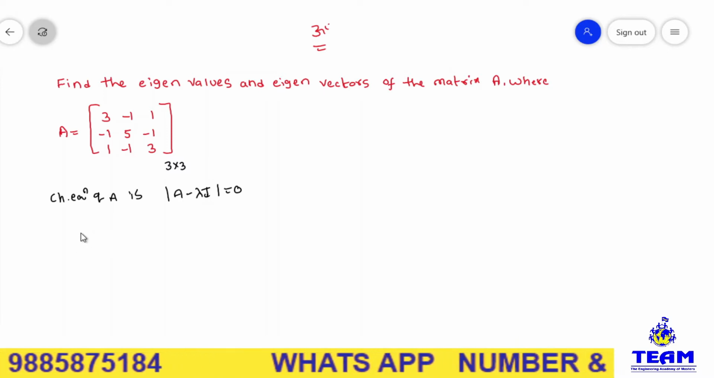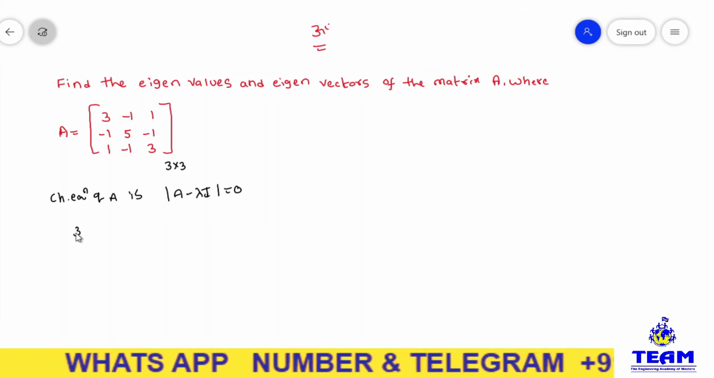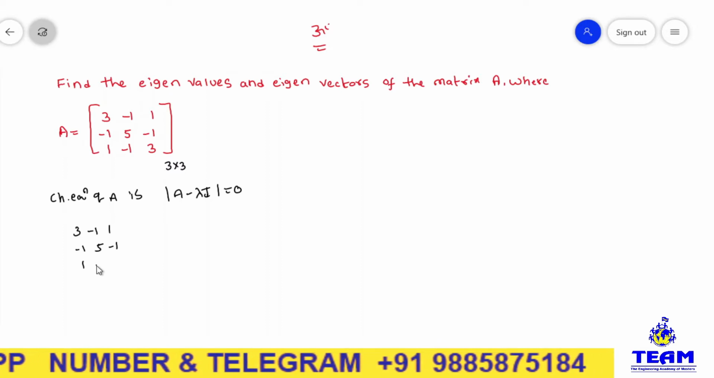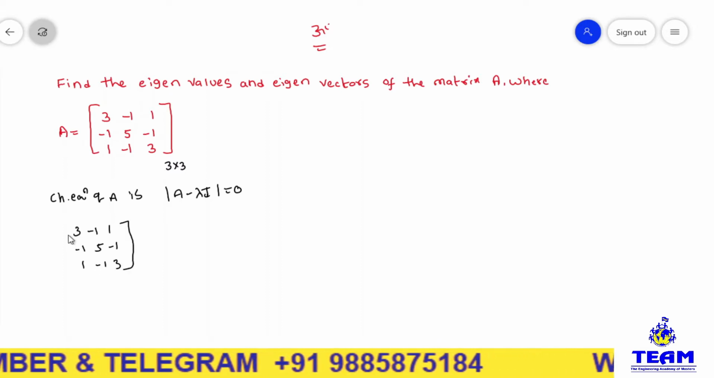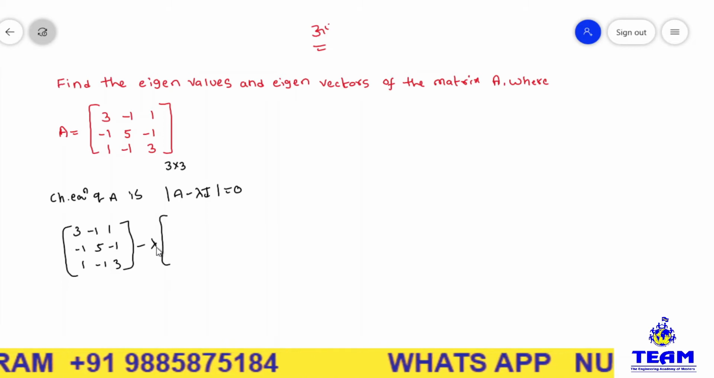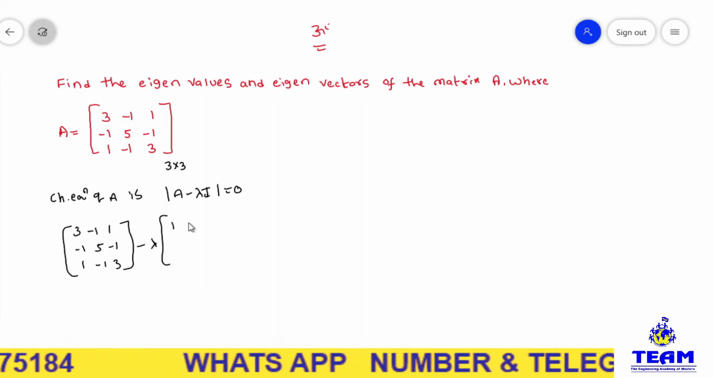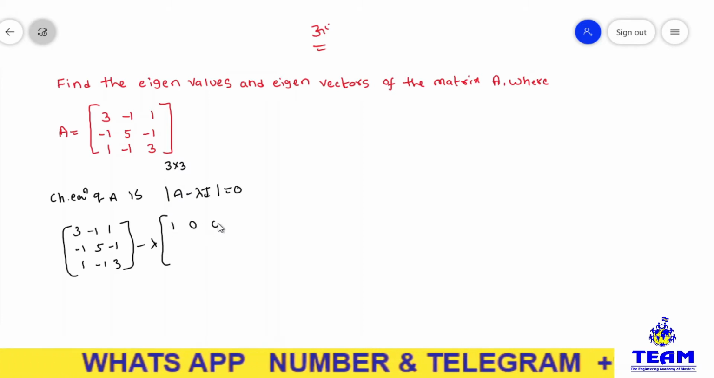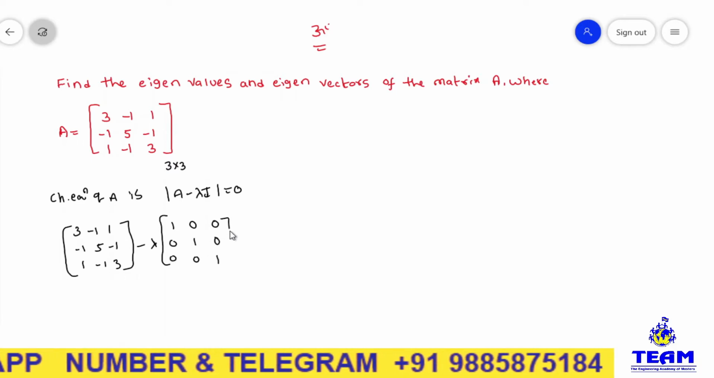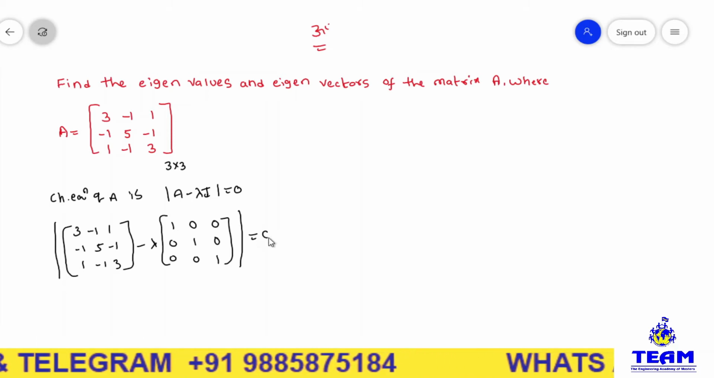Okay, now mod of A minus lambda I means, first I am writing A, that is 3 -1 1, -1 5 -1, 1 -1 3. This is the matrix A minus lambda. What about the I? What is the order of A? It is 3, so I is also of order 3. So this is 1 0 0, 0 1 0, 0 0 1. Now I need to find the determinant for this, which is equal to 0.